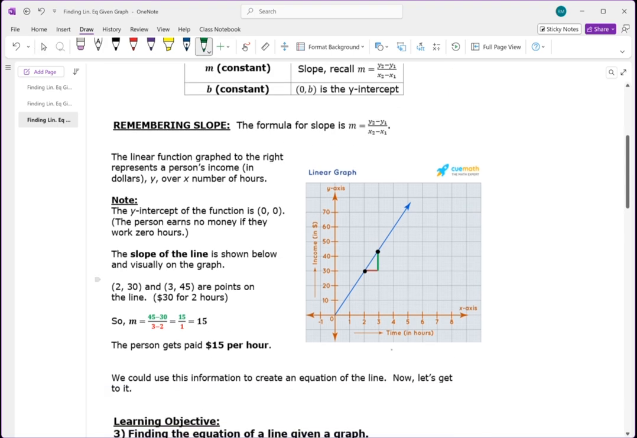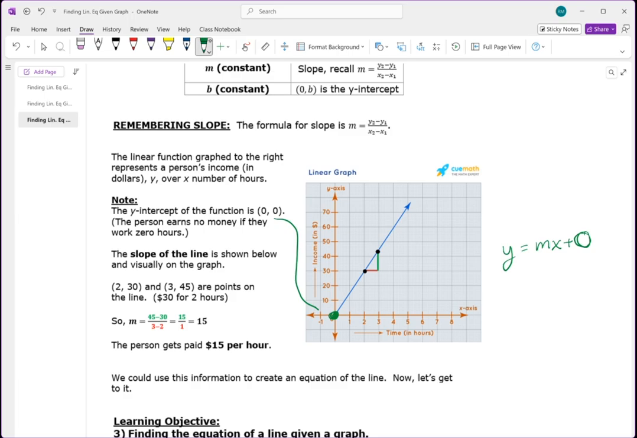Here we have a graph that is based on a person's income versus the number of hours that they've worked. And so realistically, if we want to find the equation of this line, I notice right away that my y-intercept is 0. So right away I know that this is going to be 0 right here. The next step is I need to figure out what the slope is.